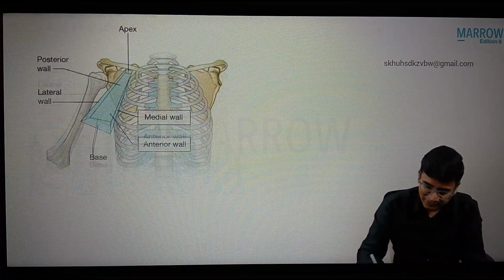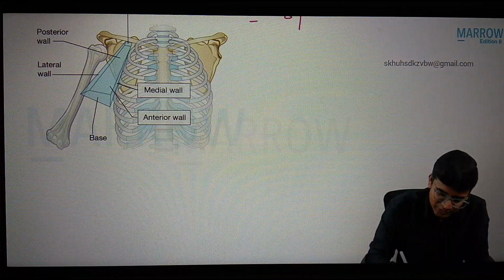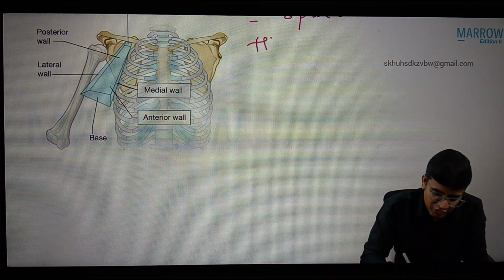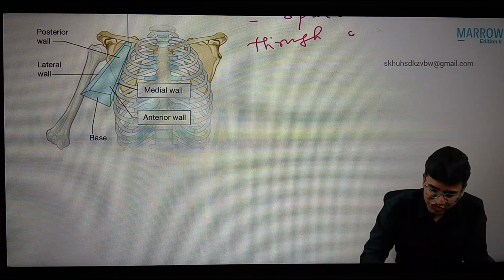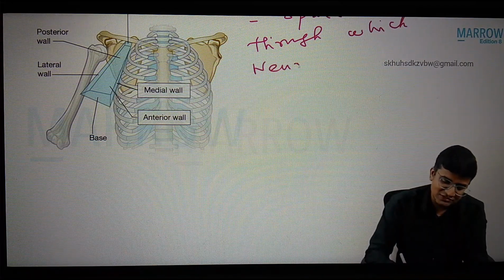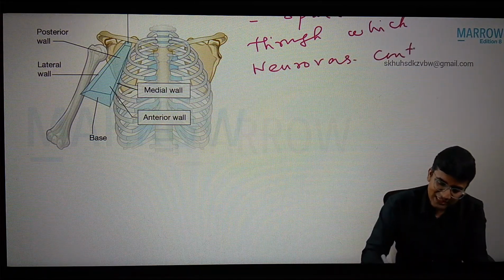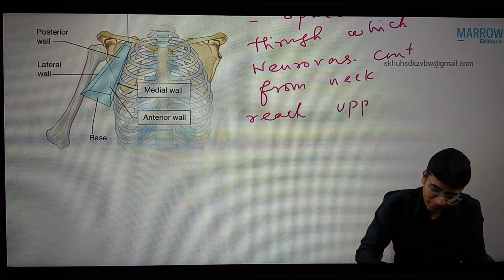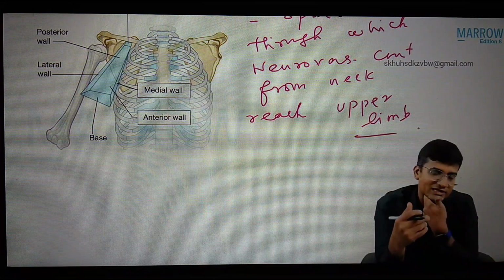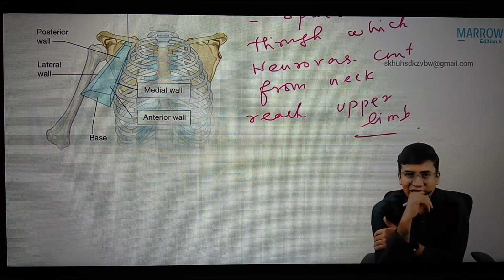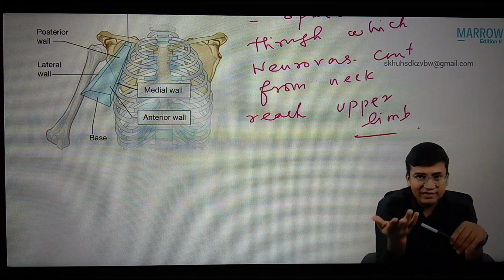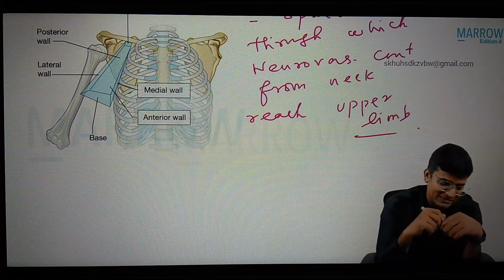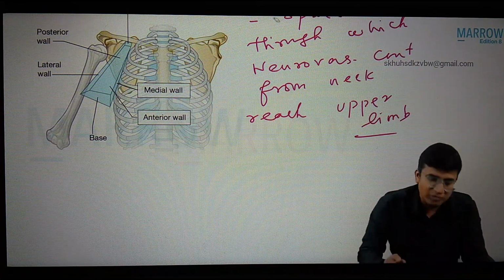So boundaries of axilla, yes. Axilla is nothing but a space through which neurovascular contents from the neck reach the upper limb. So all the neurovascular structures from the neck are reaching the upper limb via axilla only. Now what are the boundaries? Front, back side: anterior wall, posterior wall, medial wall, lateral wall, apex and base. Now we're going to see these boundaries one by one.